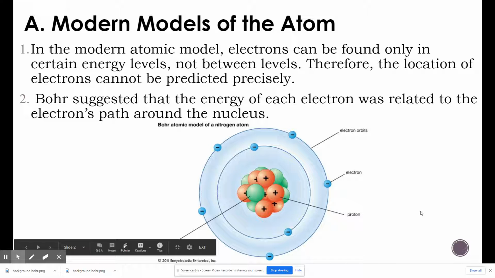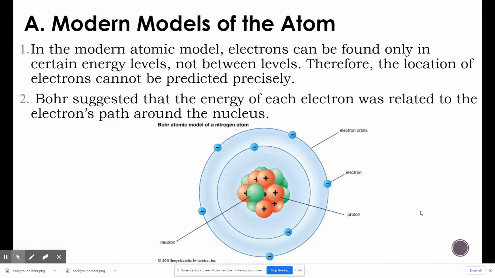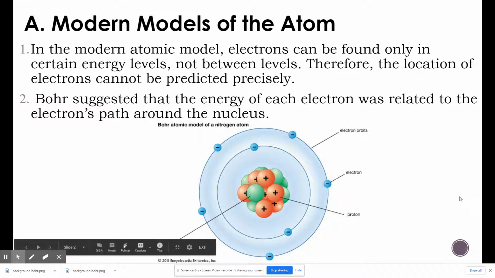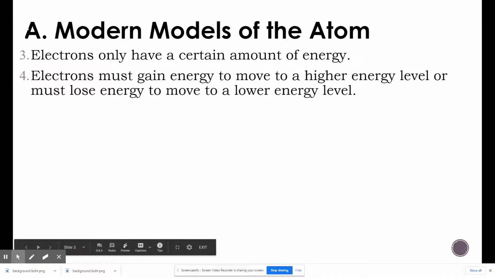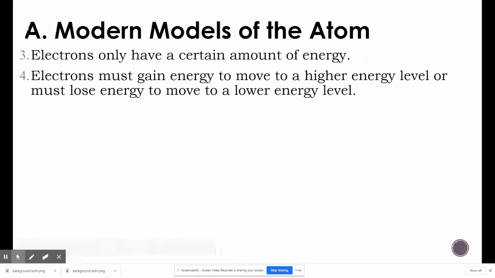So we have a modern model of the atom. In the modern atomic model, electrons can be found only in certain energy levels, not between the levels. Therefore, the locations of electrons cannot be predicted precisely. Bohr suggested that the energy of each electron was related to the electron's path around the nucleus. Electrons only have a certain amount of energy. Electrons must either gain energy to move to a higher level or lose energy to move to a lower level.